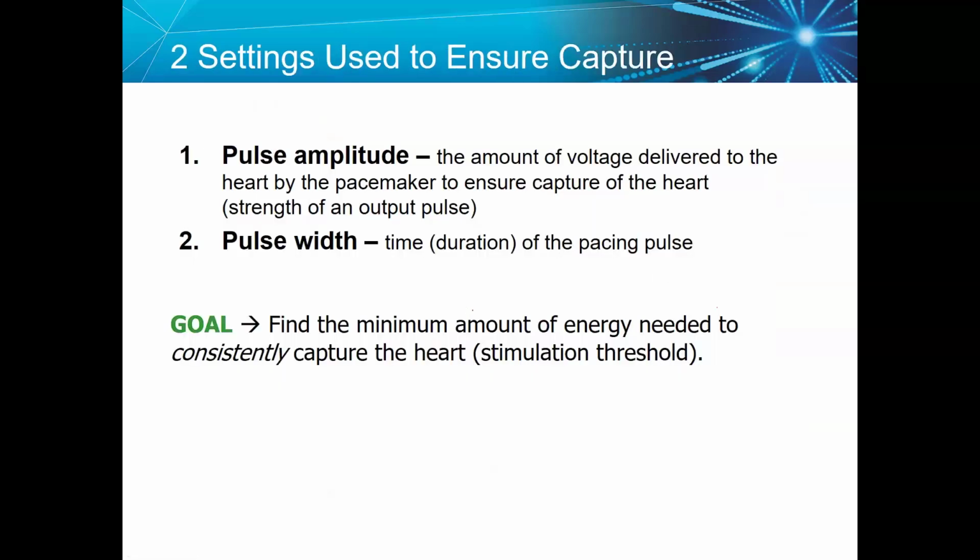So the settings used to ensure capture are pulse amplitude and pulse width. Either increase the pulse amplitude or change the pulse width to find the best threshold. After adjusting the best threshold, we multiply it by 2 for safety margin and adjust the amplitude. There is a big difference between the threshold and amplitude. Threshold is the minimum volt and minimum pulse width to ensure capture of the ventricle, but amplitude should be double the threshold.